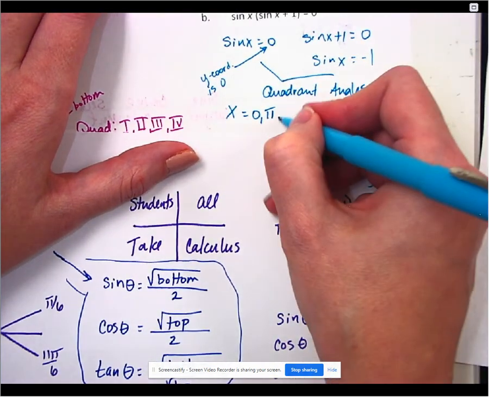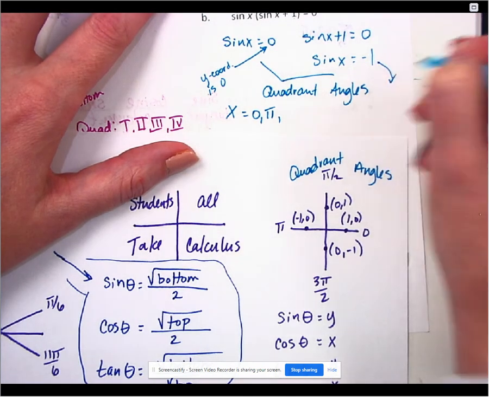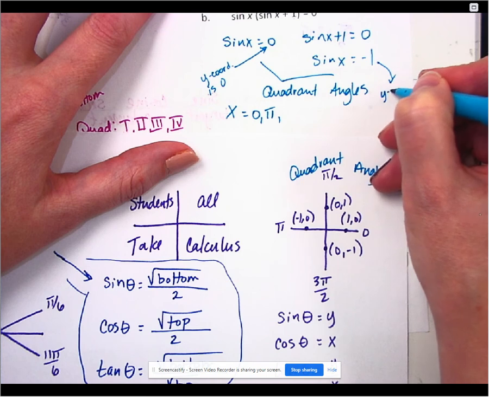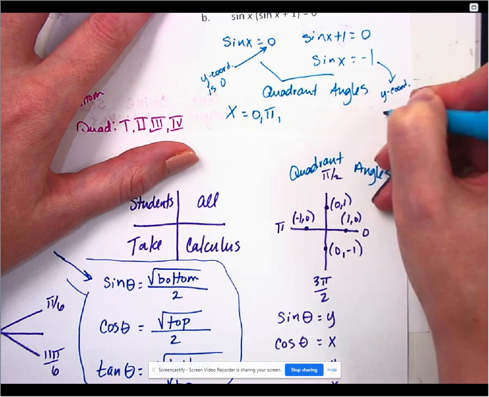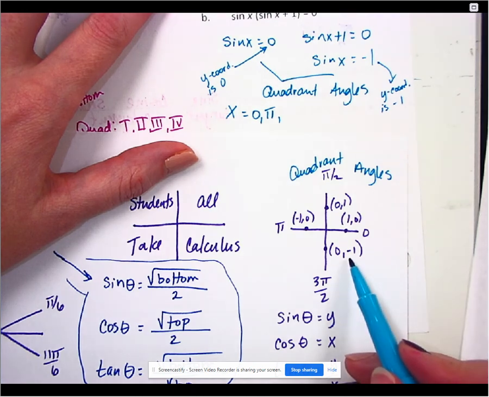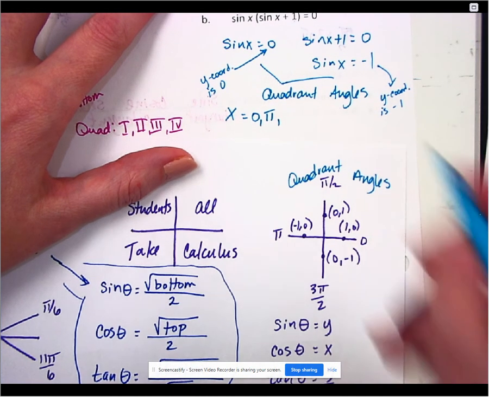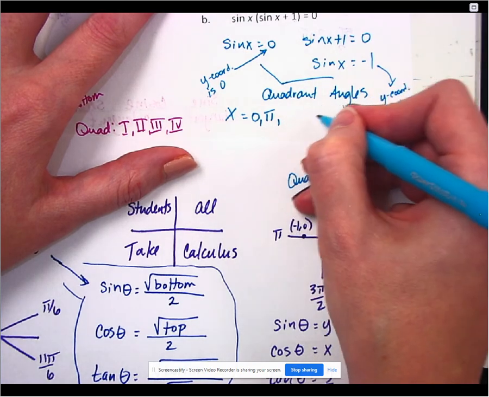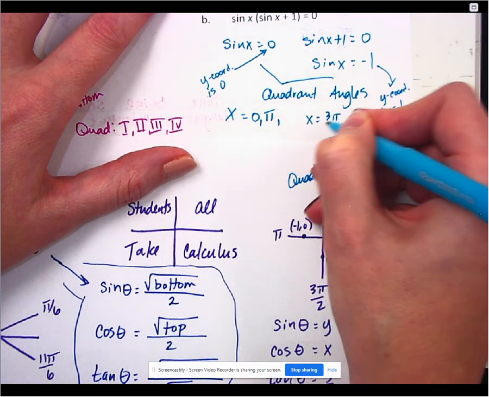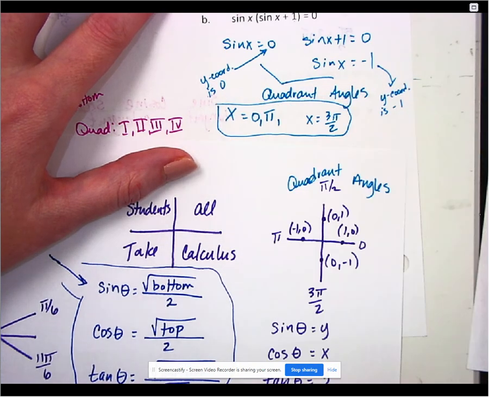But we're not quite finished because we have this one over here. And that one, we want the y coordinate to be -1. Right? And the angle whose y coordinate is -1 is 3 pi over 2. All right, so we have 3 answers to that one.